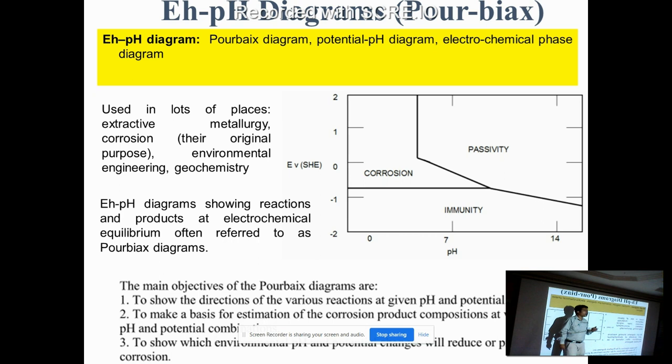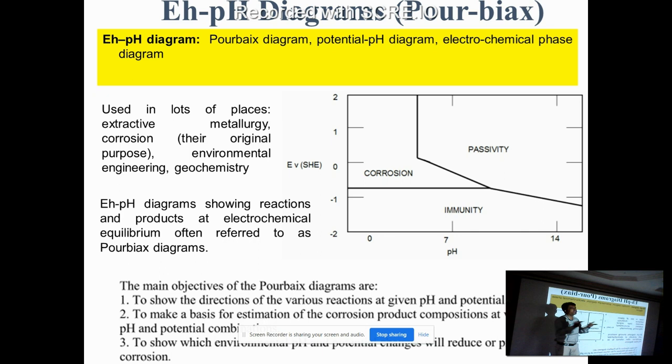Fine? Or, the pH is 7, my potential is negative. So where will I lie? pH is 7, my potentials are negative values. So where will I lie? Immunity zone. Or when pH is, let us say, 3 or 4 and my potentials are highest. Where will I lie? Corrosion zone. So I can play with potential and pH in such a way that I can be in the zone where I like.